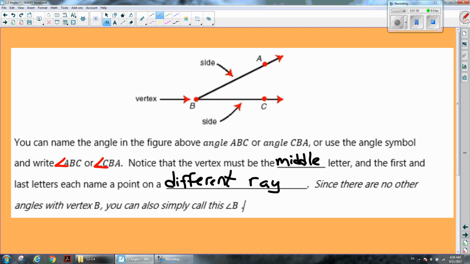Notice that the vertex must be in the middle. So our vertex was B. It's always in the middle of these angles. The first and last letters each name a point on a different ray. Since there are no other angles with vertex B, we could also just call this angle B.